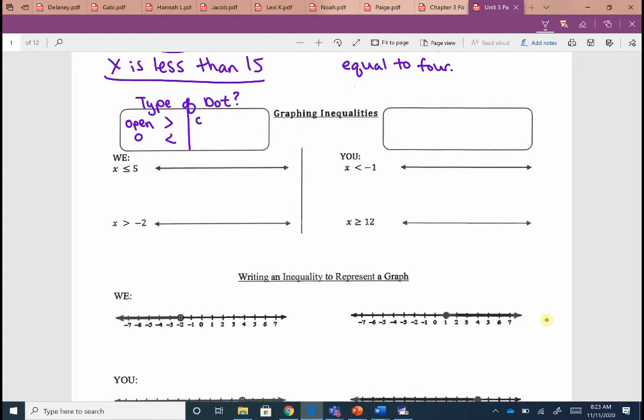The other type of dot we have is closed, and it's just going to be a filled in circle. It looks more like a dot. So we've got open if we have just a greater than or less than. The closed is if we have the equal to, because we can include that number. That's why we close up that circle. It's equal to, so we can include that number.